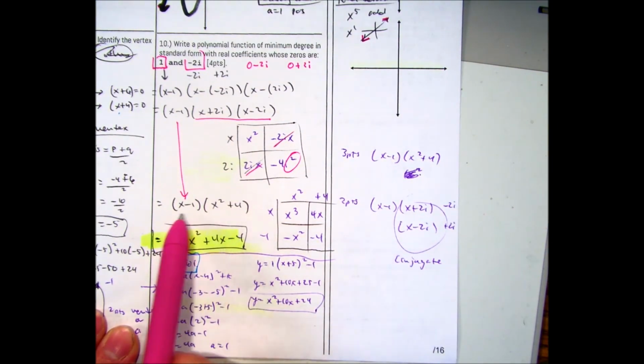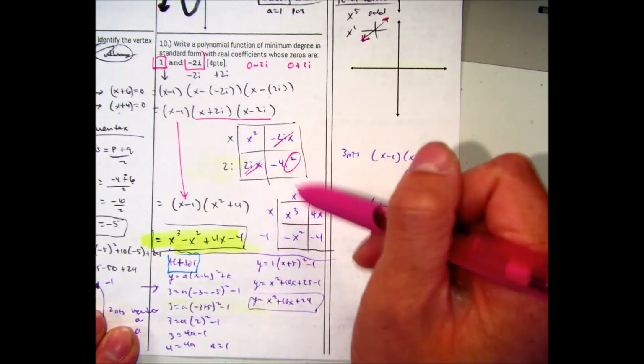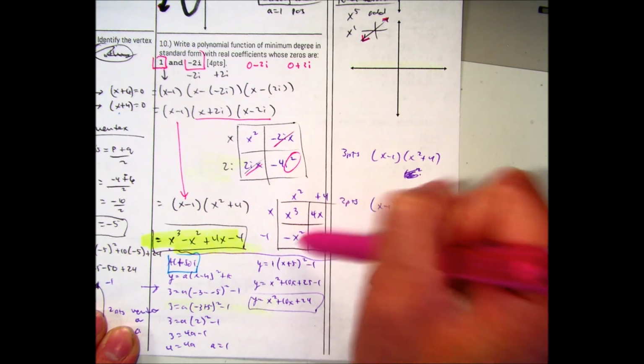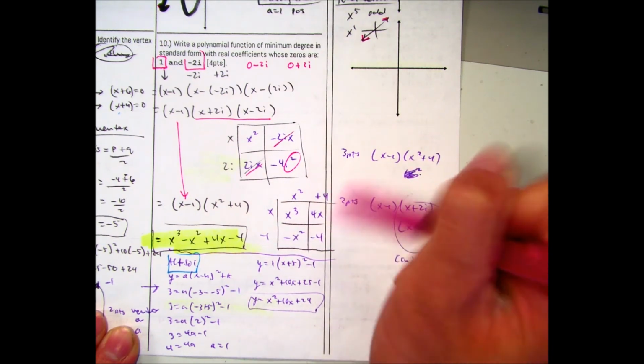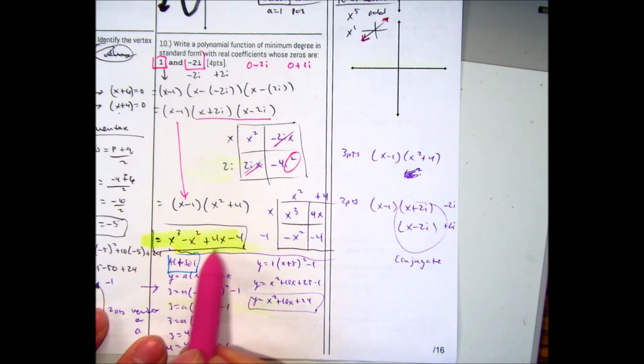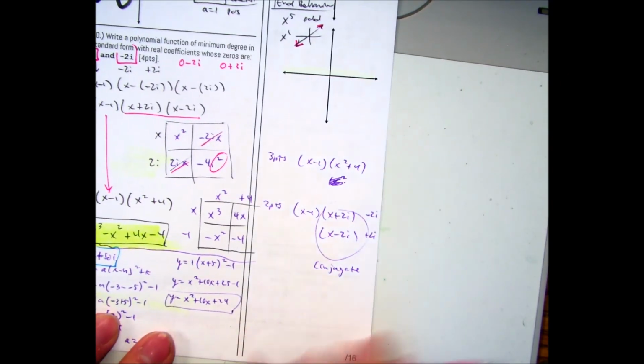Then I'm just going to multiply this binomial times the binomial. That becomes x to the 3rd, 4x, -x squared, and -4. And then you put these in order, x to the 3rd minus x squared plus 4x minus 4. And then that's your answer.